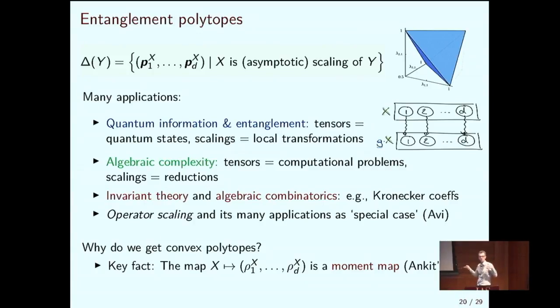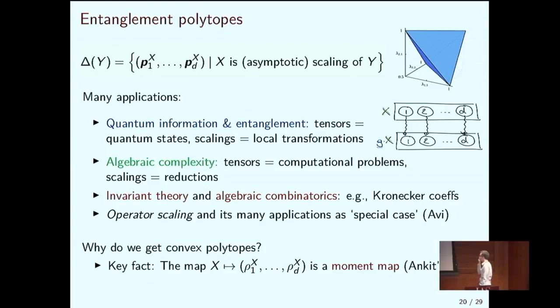There's sort of a communication model going on, as maybe you would call it in computer science. So you're allowed to do local quantum operations, you're allowed to send each other classical messages, and you're allowed to post-select on measurement outcomes. If these things don't mean anything to you, don't worry. The idea is that there's an operational interpretation of this group of scalings that we care about.